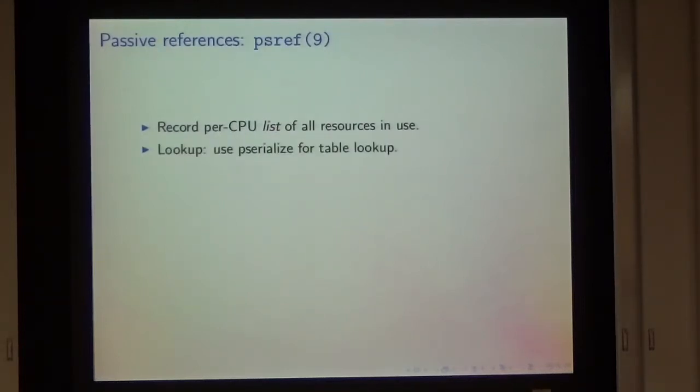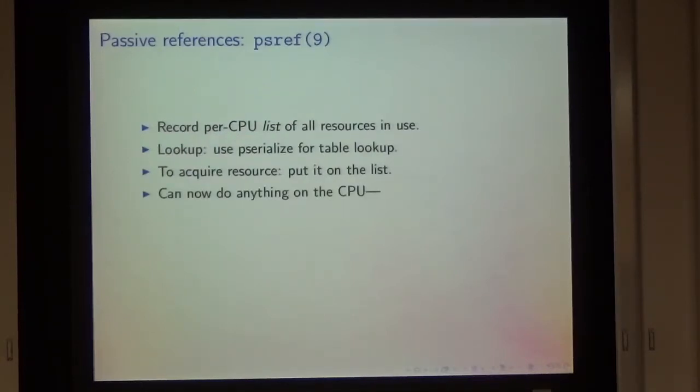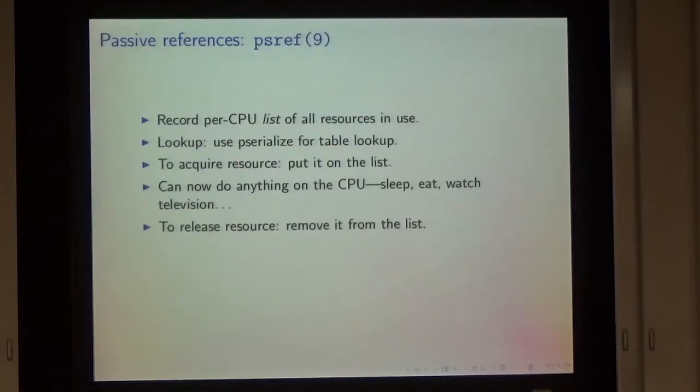And then when you want to do a lookup, use pserialized read sections, because hash table lookups with pserialize are great. To acquire a resource, you just write it down on your CPU-local list. And you can do anything you want on that CPU. You can sleep while you're holding the resource, because as long as you stay on that CPU, the resources you're using are still listed, so they're not going to go away. You can eat, watch television. And to release the resource, you simply cross it off the list of the resources you're using.